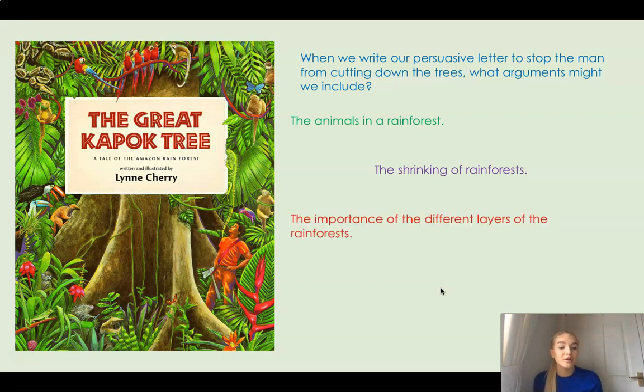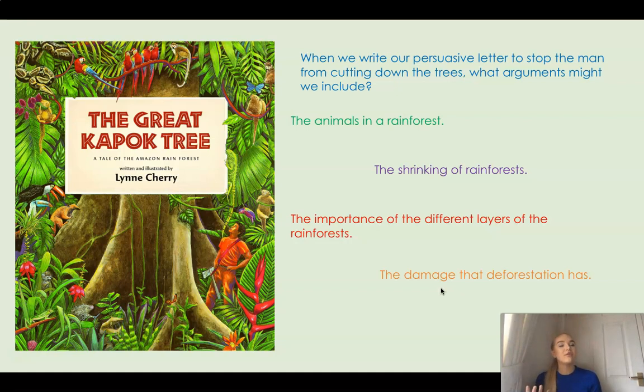Something else we might include is the importance of the different layers of the rainforest, and actually how the different layers are really important for animals to settle and have their habitat there, because they each provide something different for the animals and what they need to survive. We might also include the general damage that deforestation has.